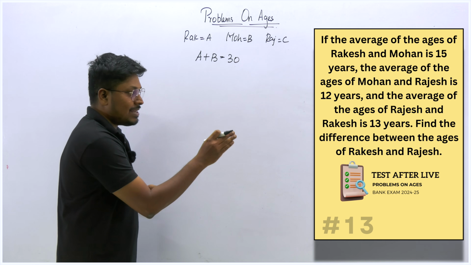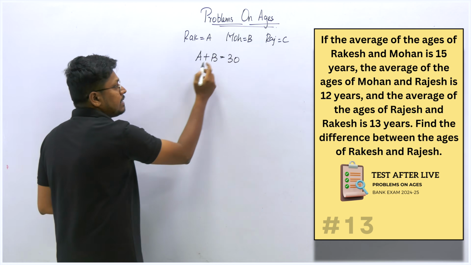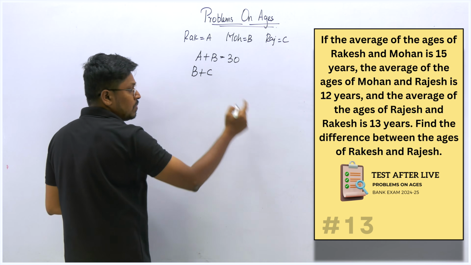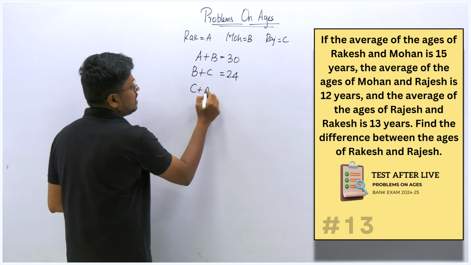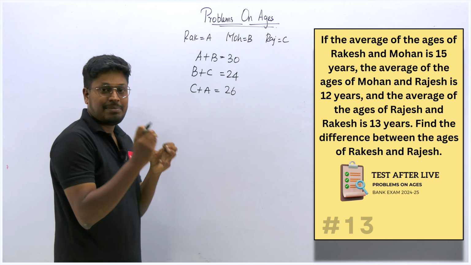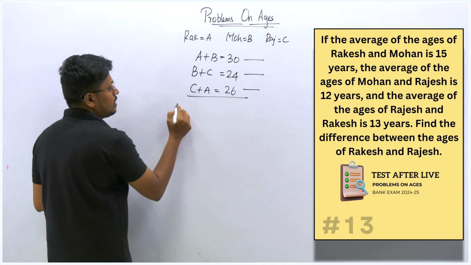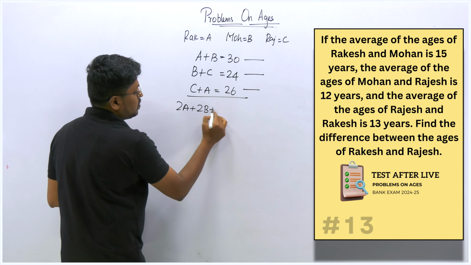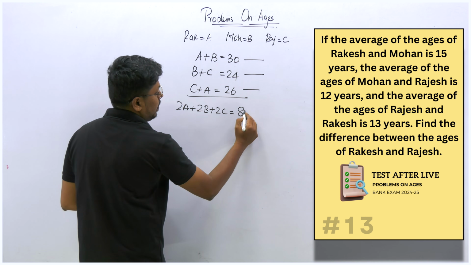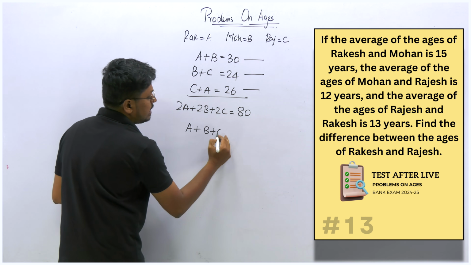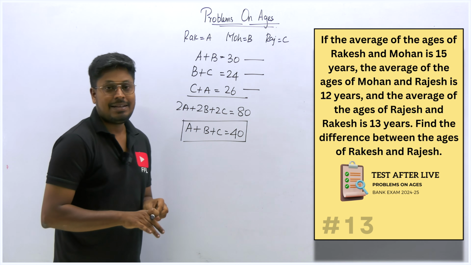Next, the average age of Mohan and Rajesh is 12. Mohan is B, Rajesh is C. So B plus C divided by 2 is equal to 12, so B plus C is 24. Similarly C plus A divided by 2 is 13, so C plus A is 26. Finally, from the given data we have found 3 equations. Now add all 3: 2A plus 2B plus 2C is equal to 30 plus 24 plus 26, which is 80. So A plus B plus C is equal to 40, right? So the sum of all the persons' ages is 40.